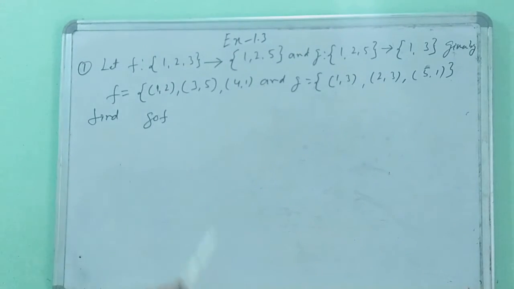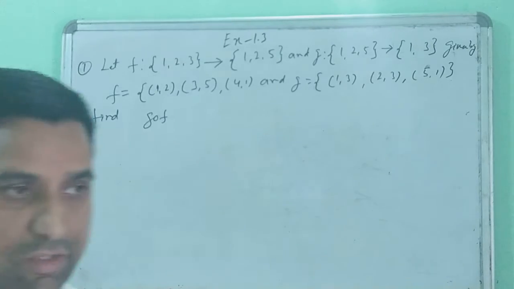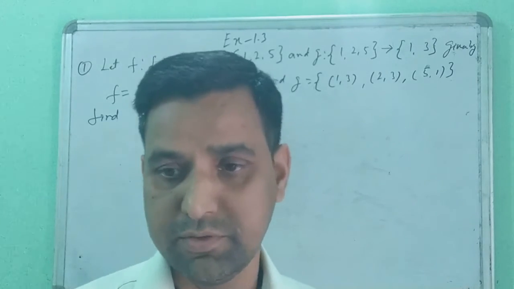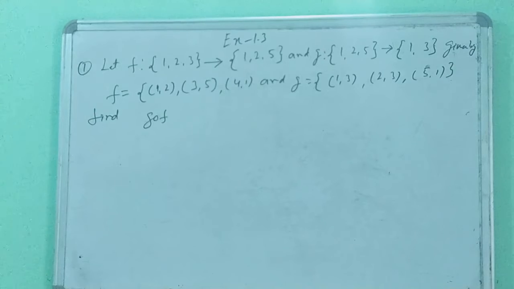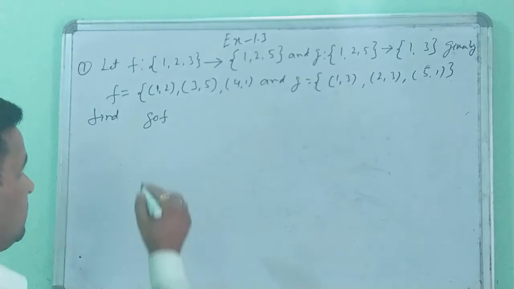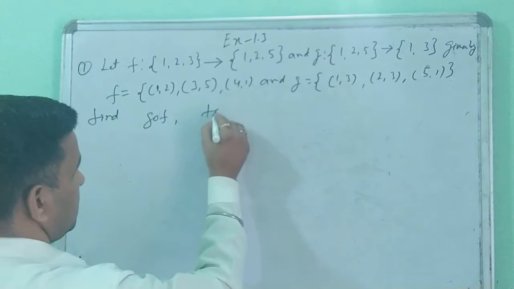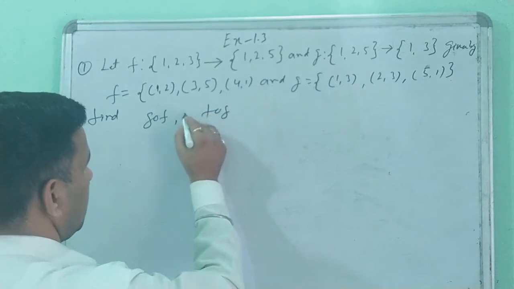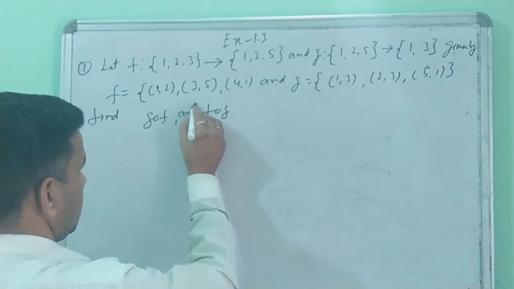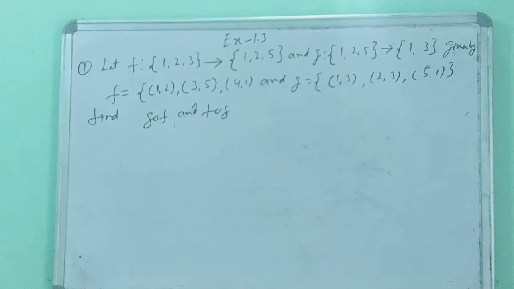What do you have to find here? You will find gof. First you find gof, then you find fog also. So you will find them one by one. What is the value of gof and what is the value of fog? Both will be different. You will find both gof and fog here.